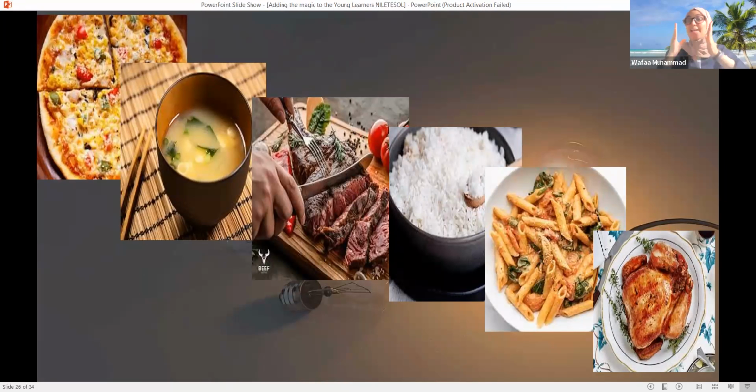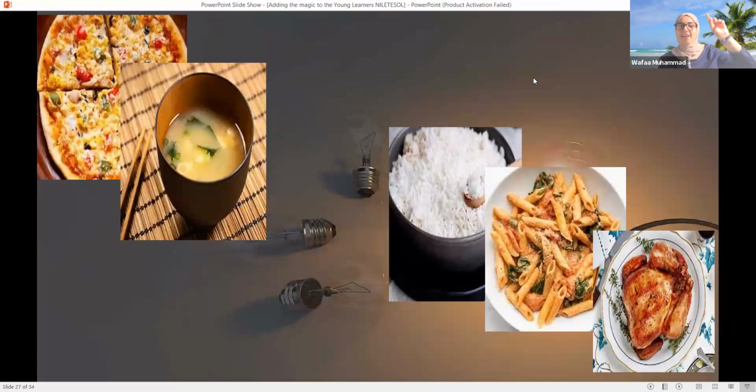Pizza, soup, steak, rice, pasta, chicken. Again, all of you say them together. Pizza, soup, steak, rice, pasta, chicken. Now we're going to say them all together. Okay, now, don't say the missing one. They will say pizza, soup, rice, pasta, chicken.